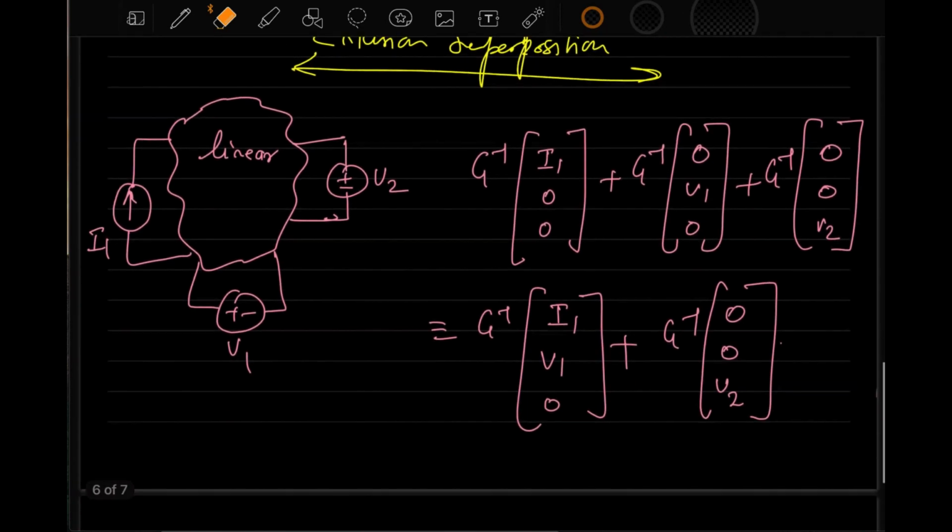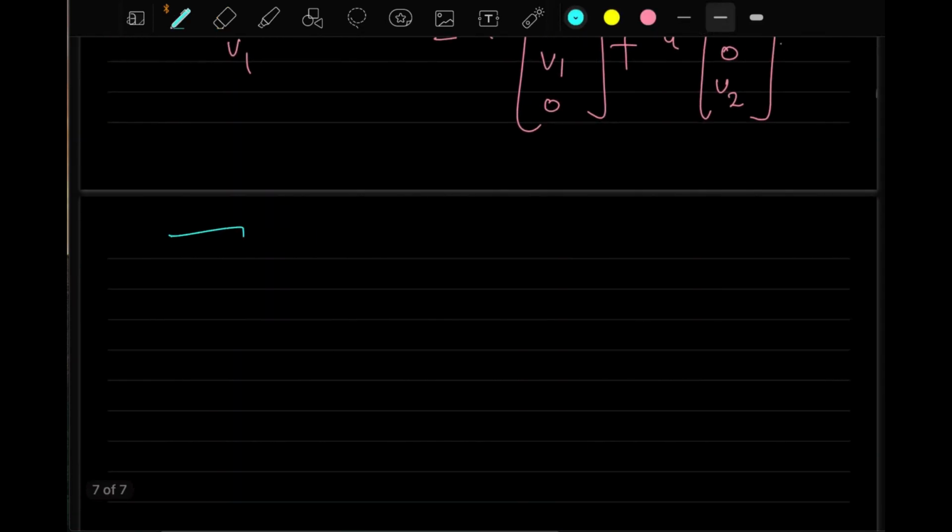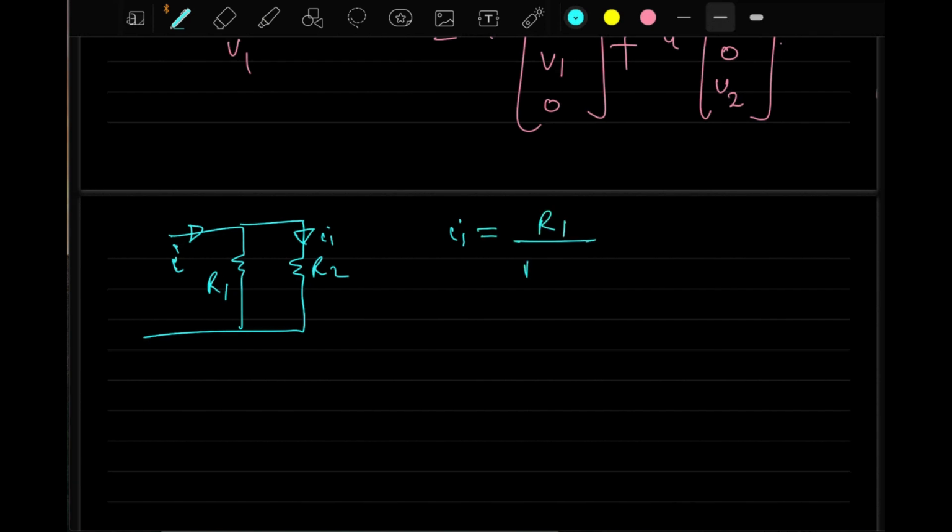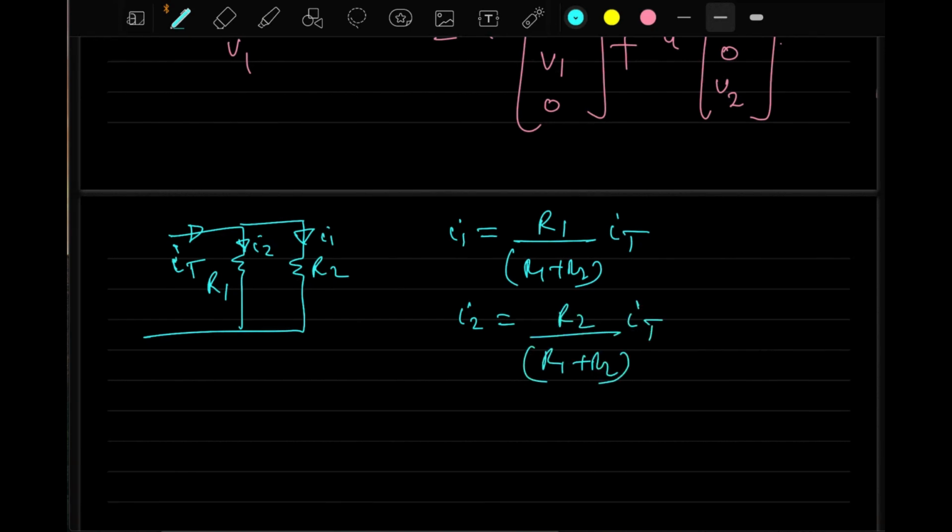So if somebody has a problem, I can just tell you again, so that people who are having trouble understanding this will feel comfortable. If you want to calculate the current I1 here, I1 is nothing but R1 over R1 plus R2 times I total. This is the total current. And if you want to calculate I2, you can calculate it using R2 over R1 plus R2 times I total. You can easily derive this, it's very easy. So for two parallel resistances, we can straight away write it like this.